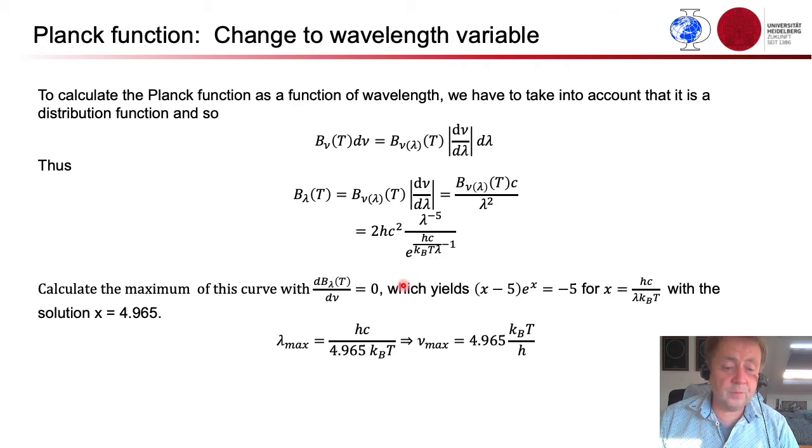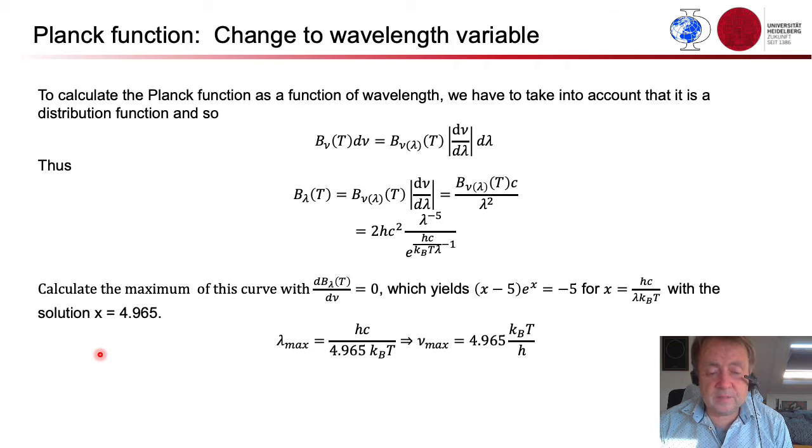So we can also for that function determine the maximum, and the recipe is exactly the same. We calculate the derivative with respect to lambda, and that yields us the following equation, which really looks different from the one that we already had. x minus 5 e to the power of x is equal to minus 5. The variable x is the same as before. You can solve that equation and you get that x is about 5.